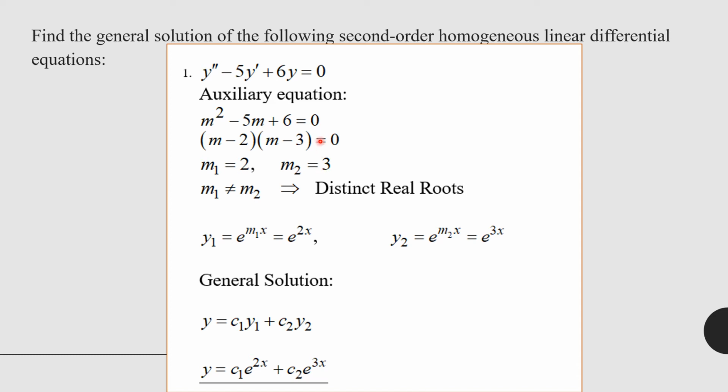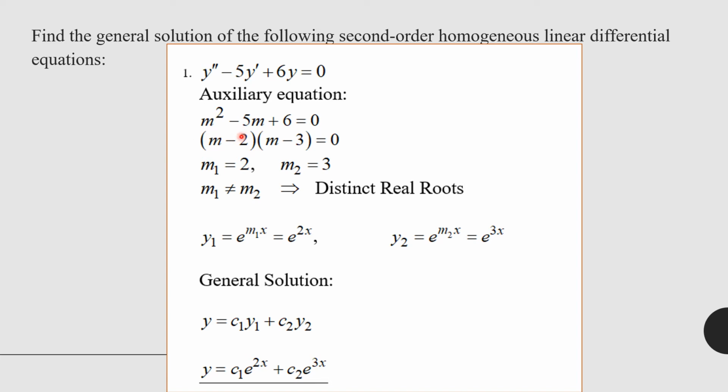If you use a calculator, you will immediately get the answers 2 and 3. Or you can factorize, like what I'm doing. You factorize m squared: m multiplied by m gives you m squared. Then you need to consider two numbers which, when multiplied, give positive 6, and when added, give negative 5. In this case, the numbers are negative 2 and negative 3. Why? Because if you multiply negative 2 with negative 3, we get positive 6, and when we add negative 2 and negative 3, you get negative 5.